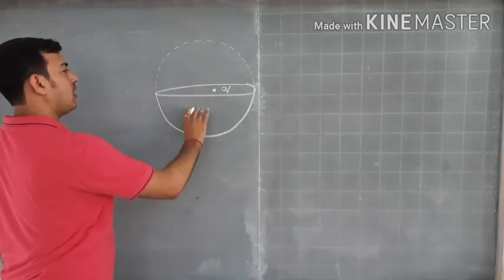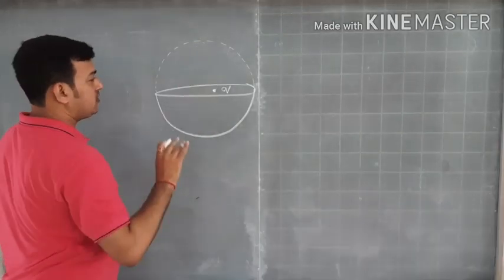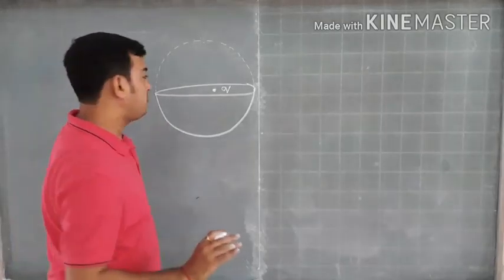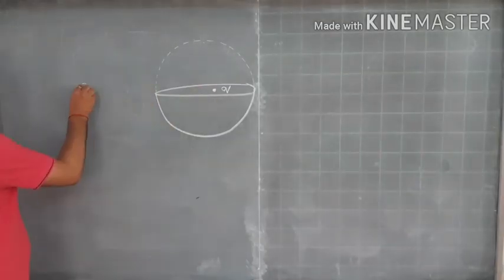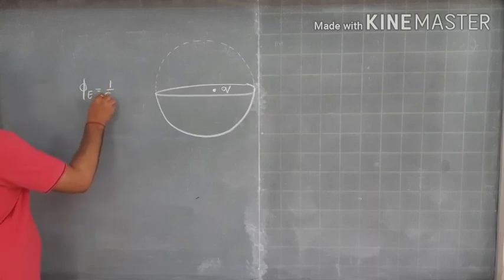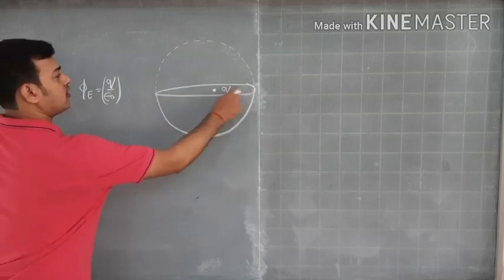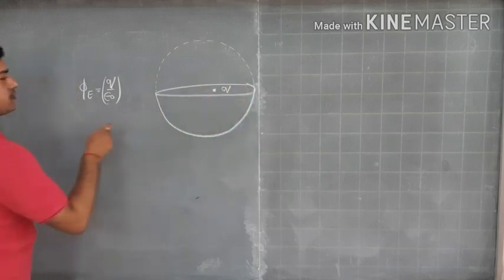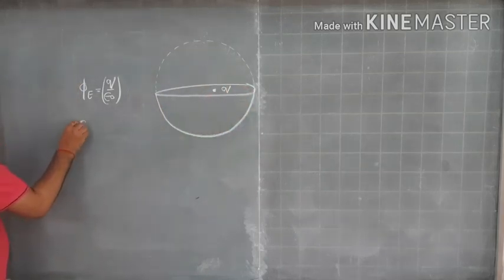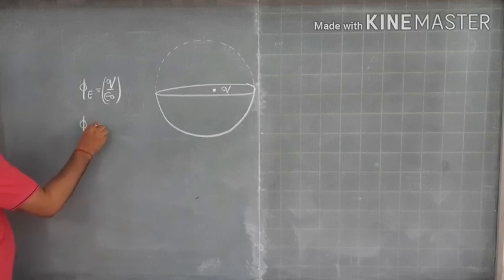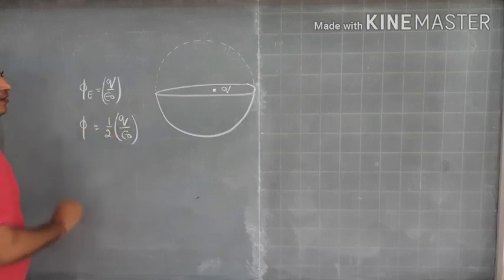These two portions are equal in area and similar in shape, so the total flux will be 1 by epsilon naught times the charge. Since the flux is required through this semi-spherical surface, the flux for my surface will be half of the total flux.